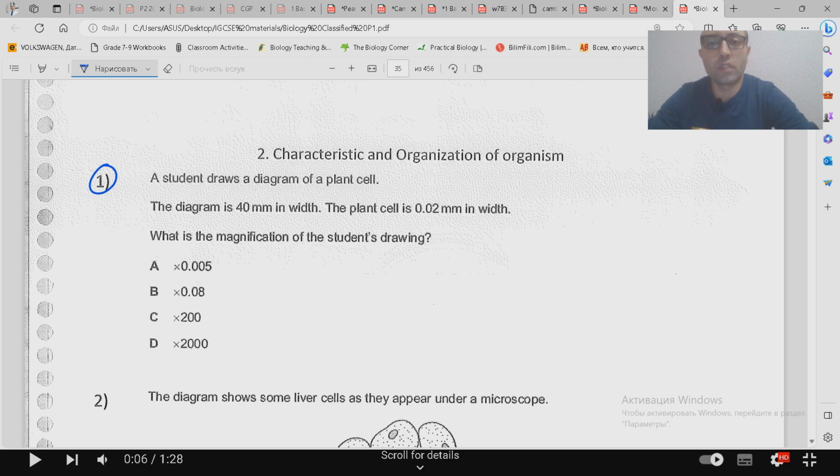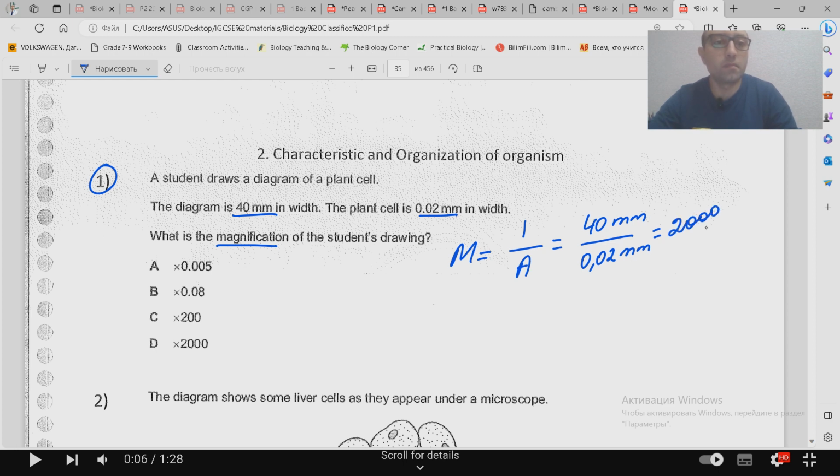A student draws a diagram of a plant cell. The diagram is 40 millimeters in width. There's a formula, as we know, for magnification. Magnification equals image size divided by the actual size. Image size is given as 40 millimeters, divided by the real, actual size, which is 0.002 millimeter. And you know that it will be 2000.